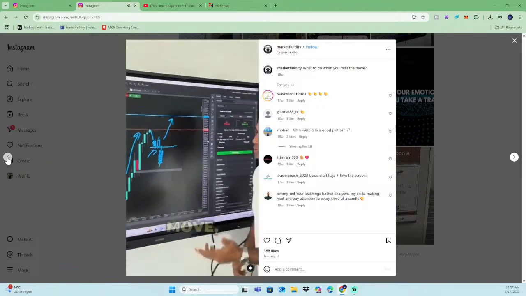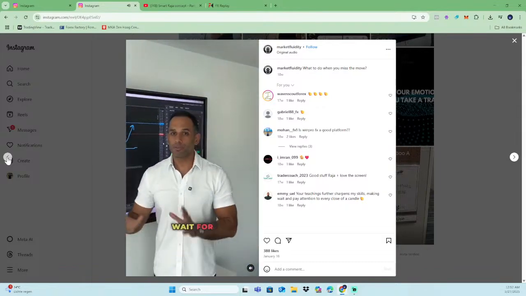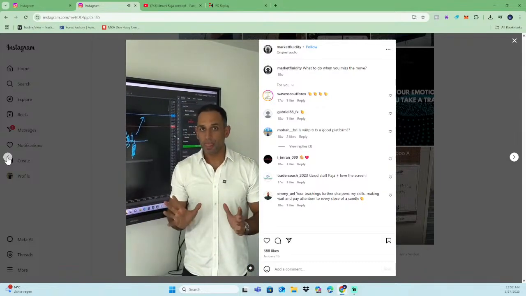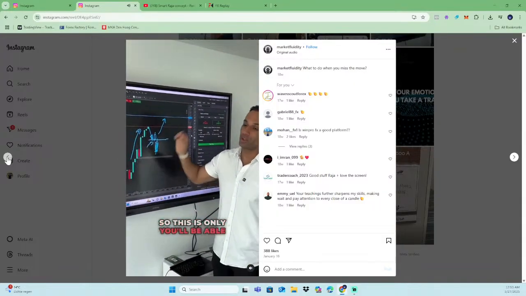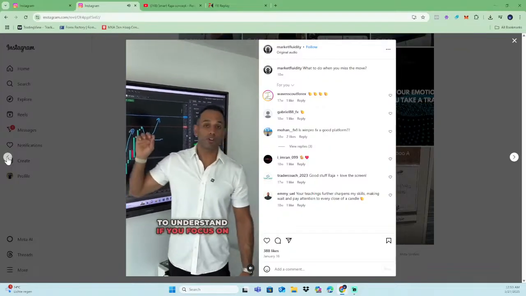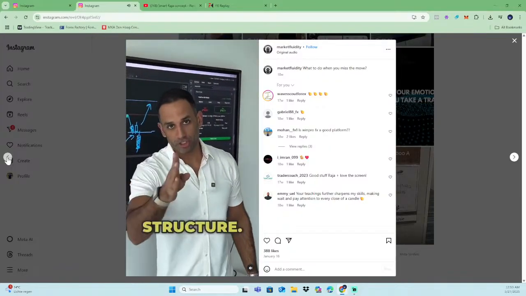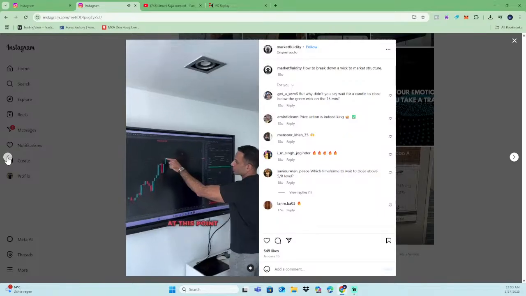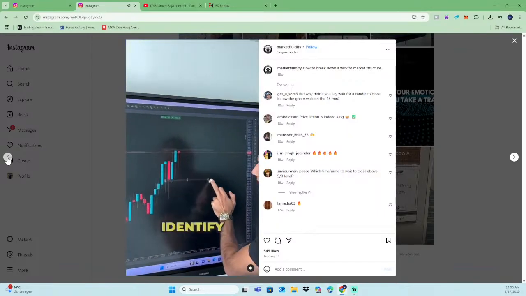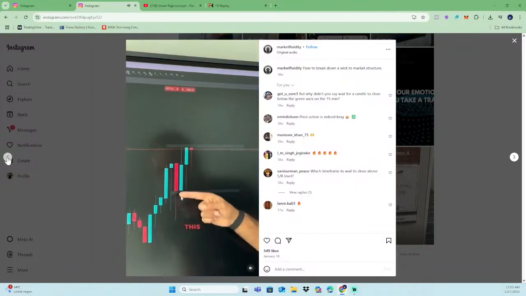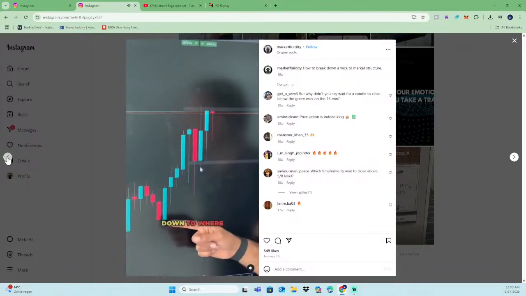So if you've missed the move, that's totally fine. Wait for price to create market structure and then decide where price is going to go from right over here. You'll only be able to understand this if you focus on candles and market structure. At this point, before NFP, the biggest problem traders have is identifying how to battle this wick, and you have support down over here. So let me show you.